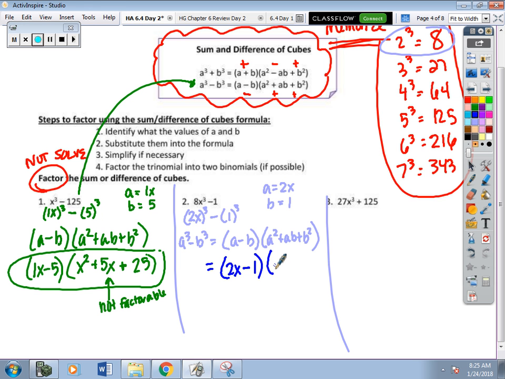A lot of people will put 2x squared here. If you're squaring a, you have to square the 2 and the x. So this should be 4x squared. Plus a times b, 2x times 1 is 2x, plus b squared, 1 squared is just 1. And that's our answer.